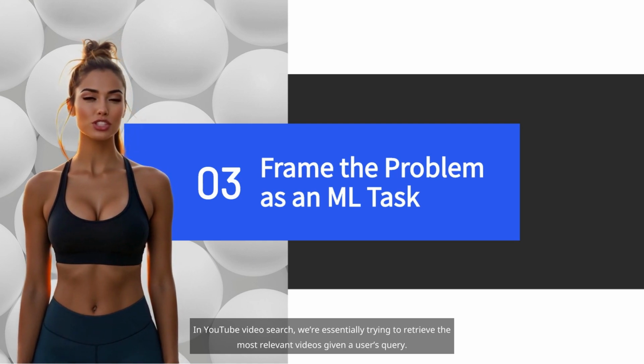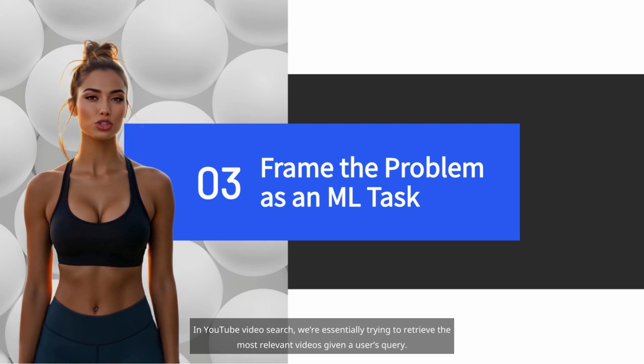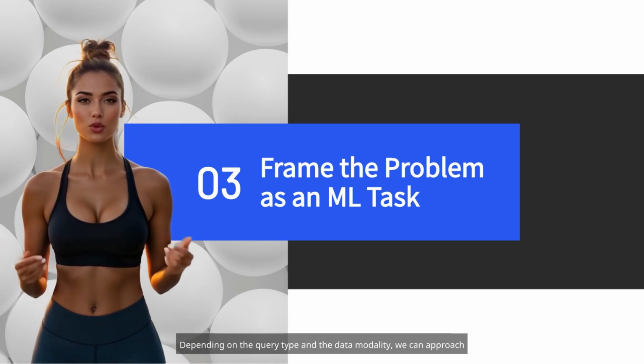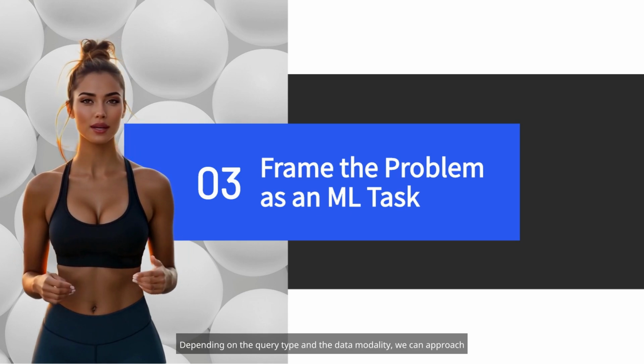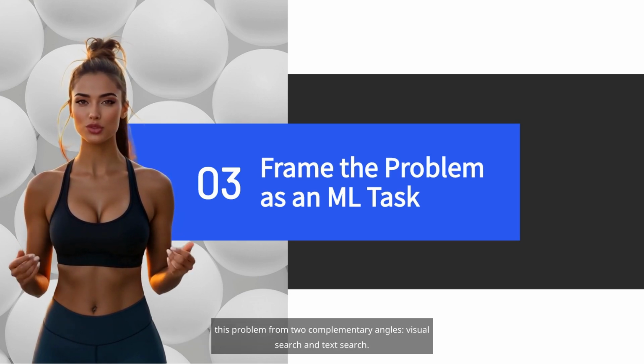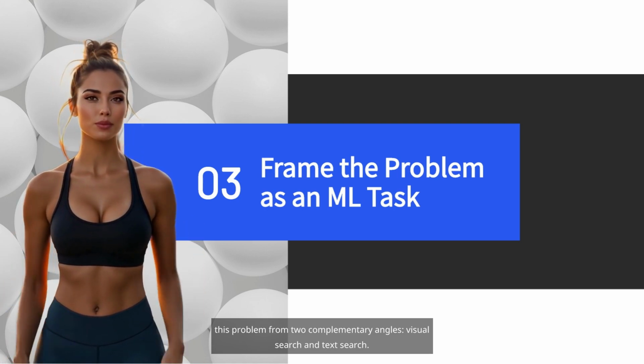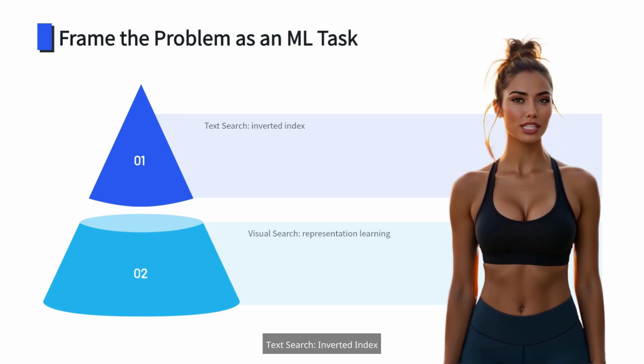In YouTube video search, we're essentially trying to retrieve the most relevant videos given a user's query. Depending on the query type and the data modality, we can approach this problem from two complementary angles: visual search and text search. Text search, inverted index.